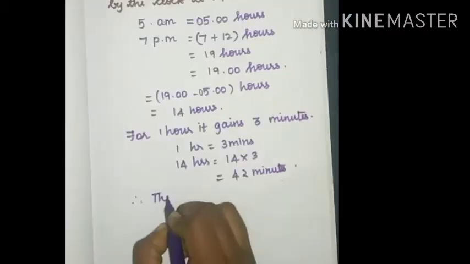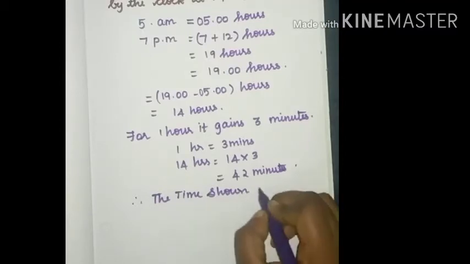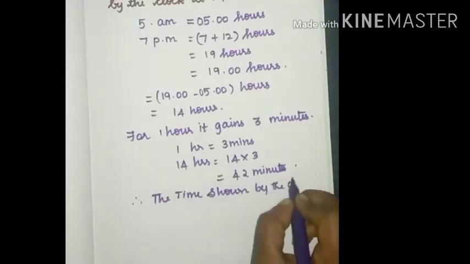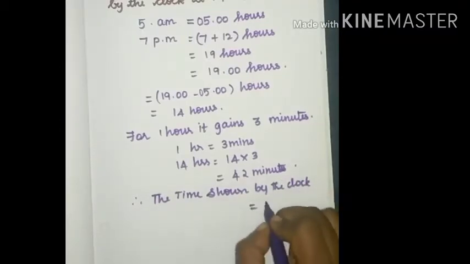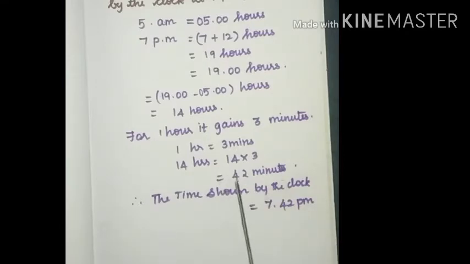Therefore, the time shown by the clock is 7 hours 42 minutes. That is 7:42 pm. So totally 42 minutes it gains.